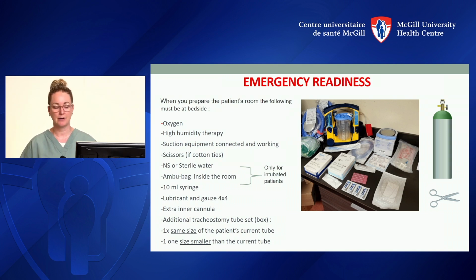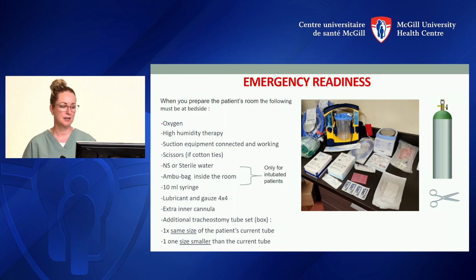Lubricant and 4x4 gauze for the cleaning. An extra inner cannula is very important to have in case your inner cannula blocks. You can quickly take it out, now you have a patent airway, and put a nice clean inner cannula in place that's at the bedside ready for you. Finally, you need to make sure that you have additional tracheostomy tube boxes or sets at the bedside, or in a location that you know they're there and close by.